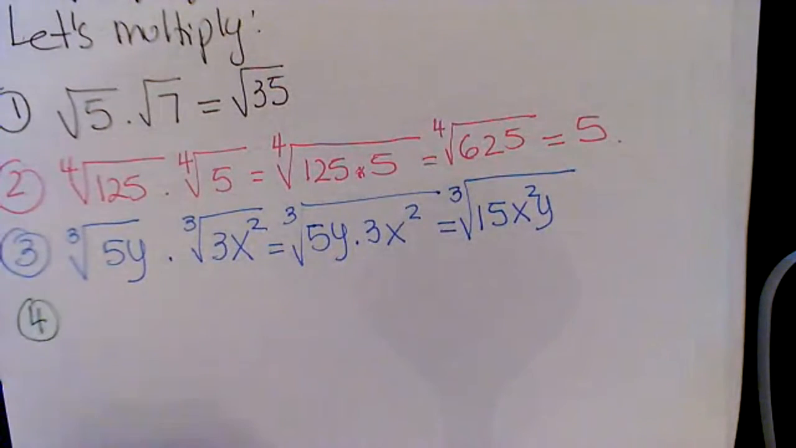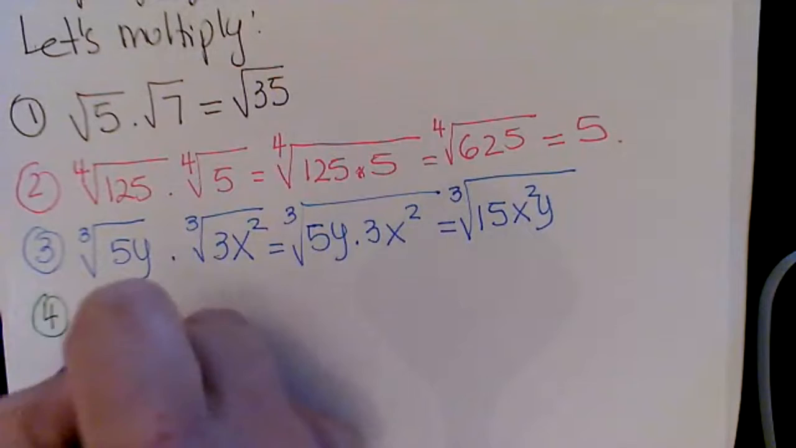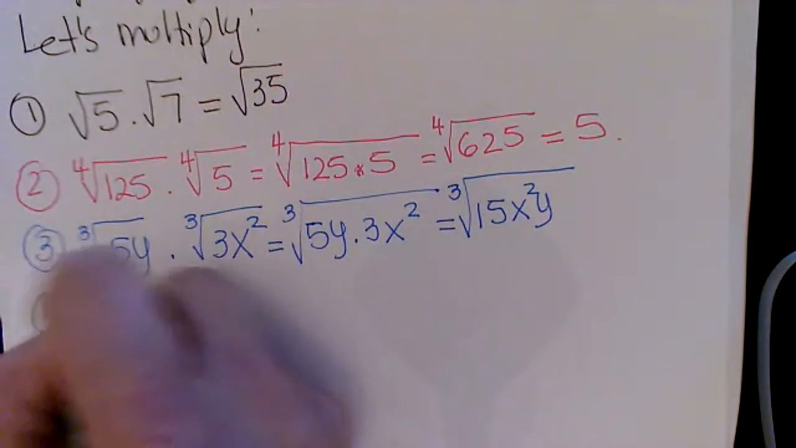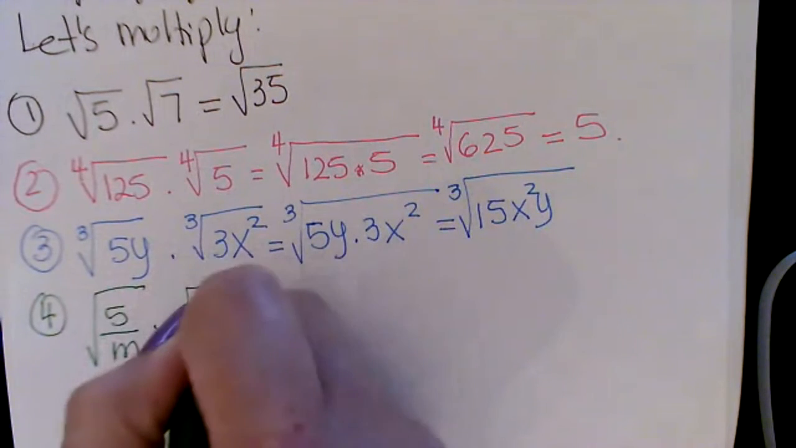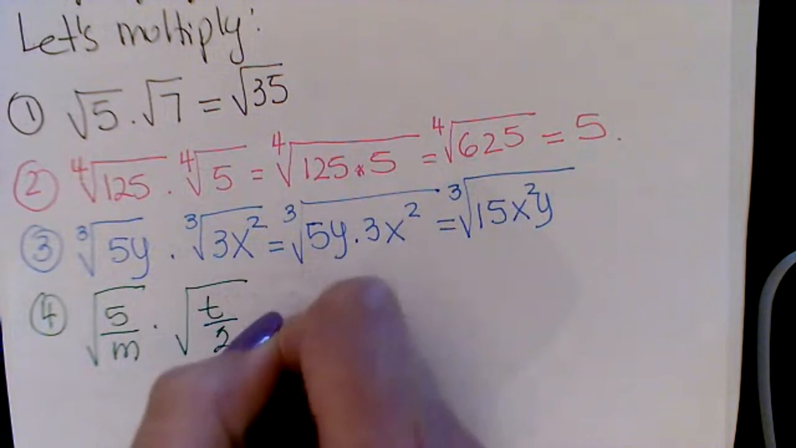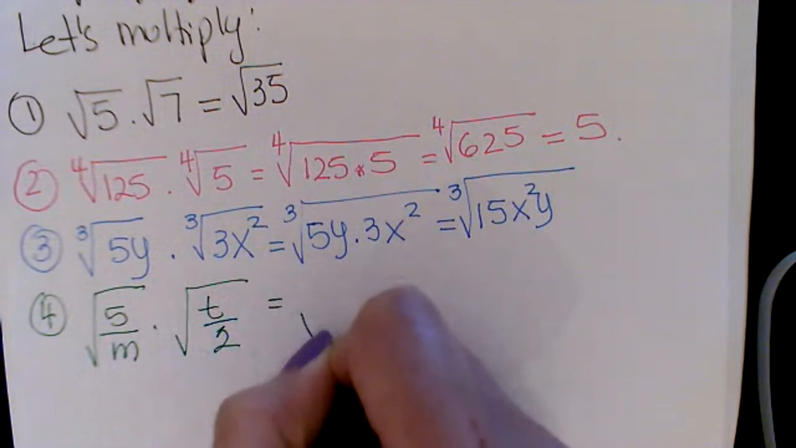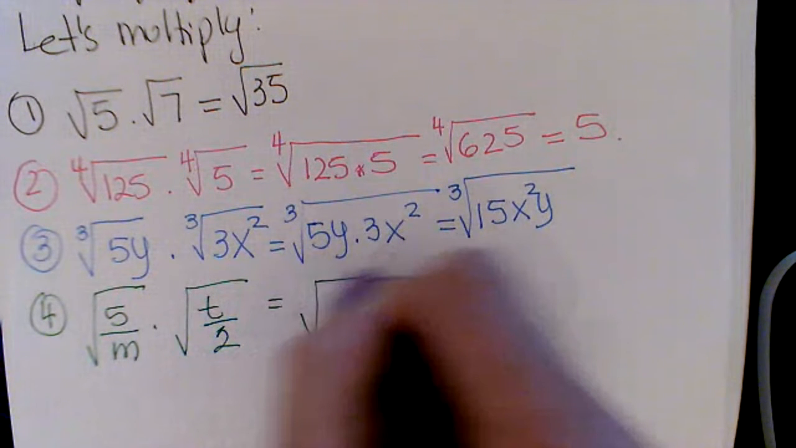Number 4, 5 over m, t over 2. Okay, I have the same index, so it's going to be 5t and 2m. And that's going to be my answer.